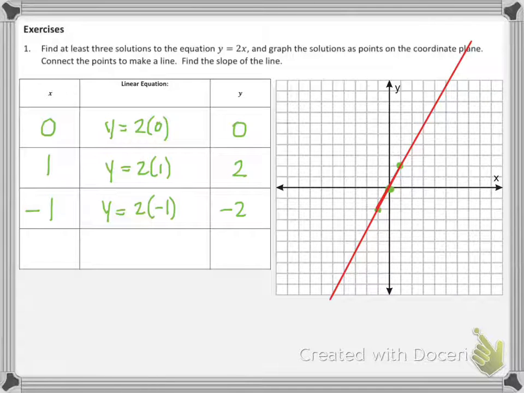Well, the slope is from one point to the next. How does my y change? Well, my y changes by a plus 2, so that's the change in y, over the change in x is just right 1, so that's a positive 1, so my slope is 2. The slope is 2.